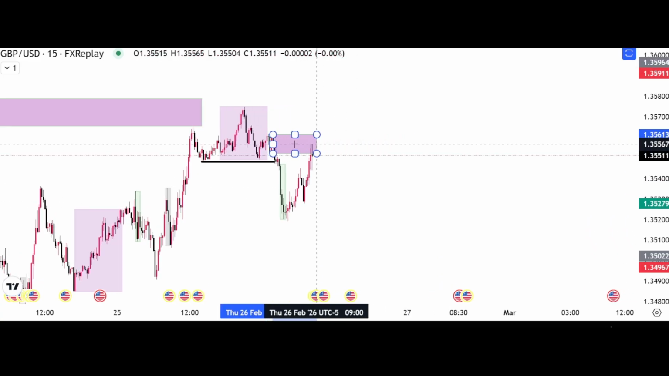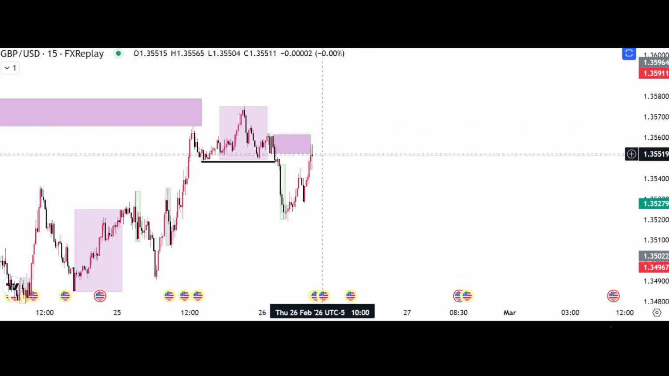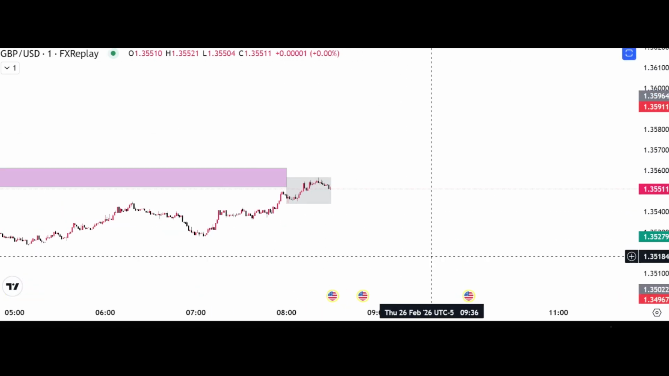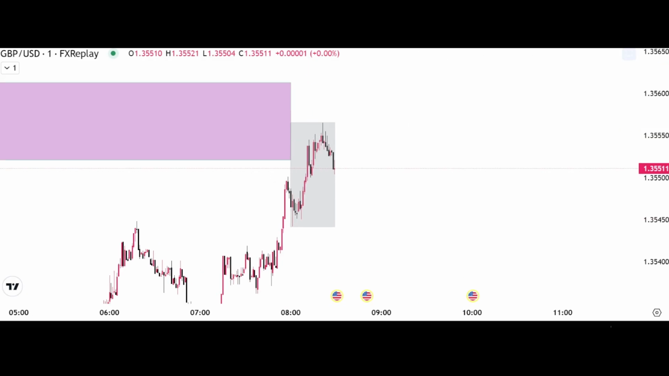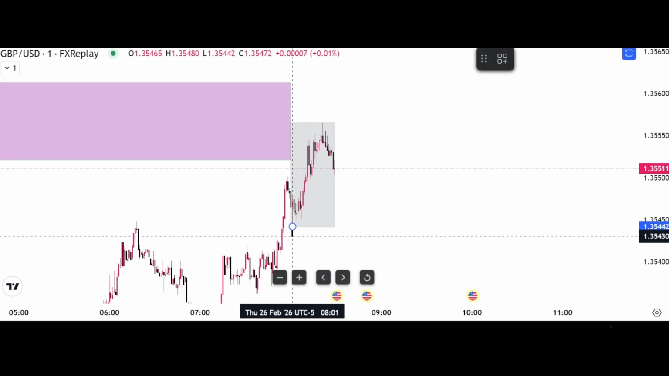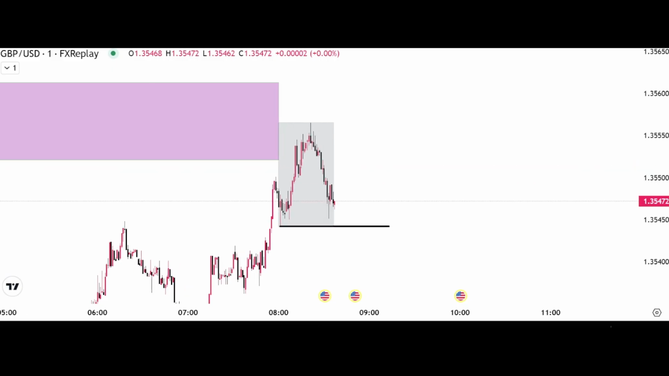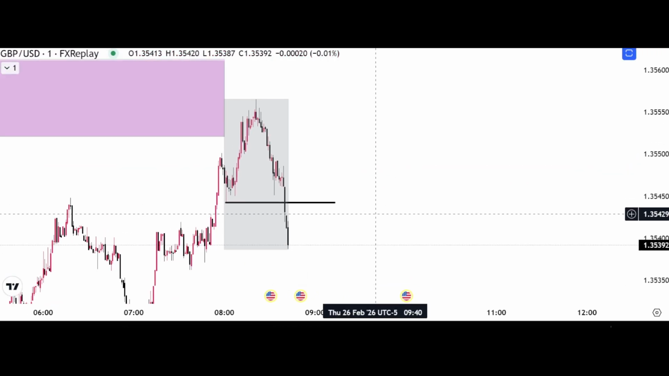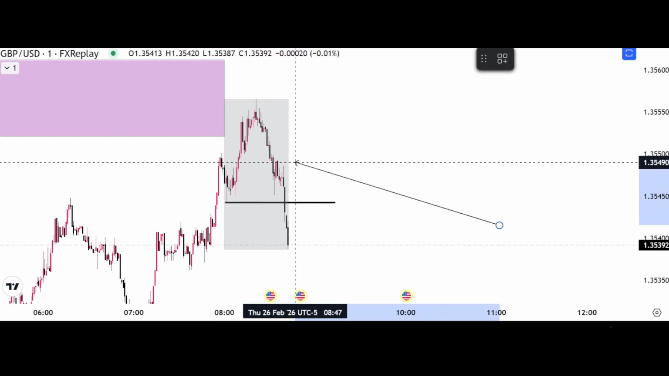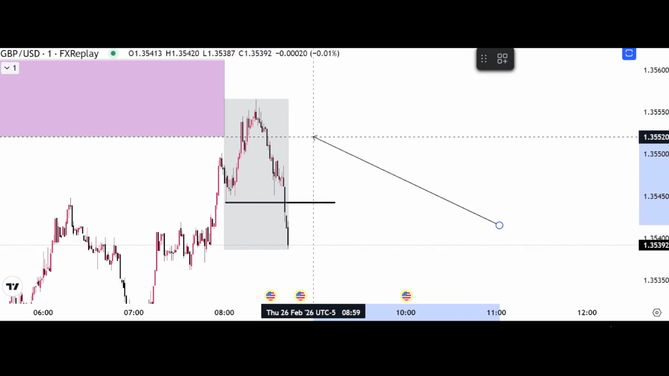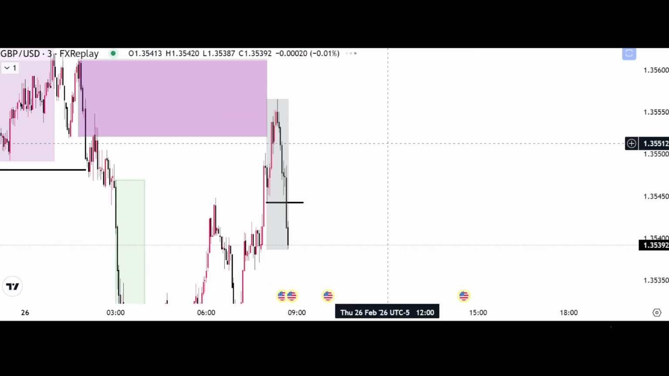After mitigating, as you can see, exactly on time when New York session opened, now we can go to 1 minute and wait for another break of structure, or change of character, whatever you want to call it. We have a change of character, but where is our point of interest? Should we enter here or here? Let's go to 3 minutes to check a cleaner one.